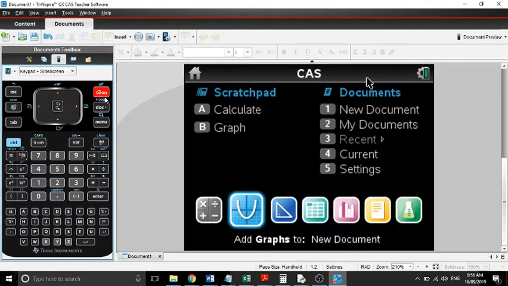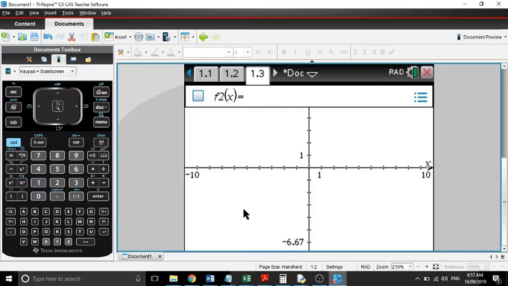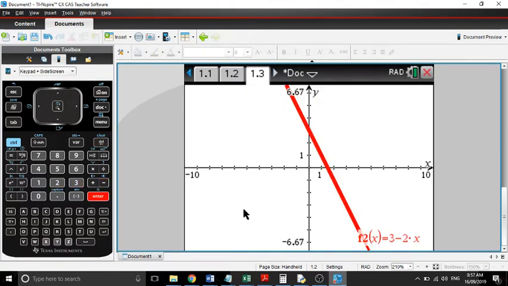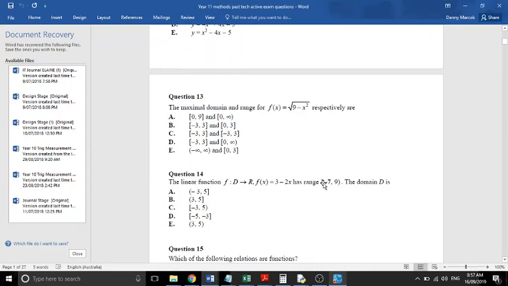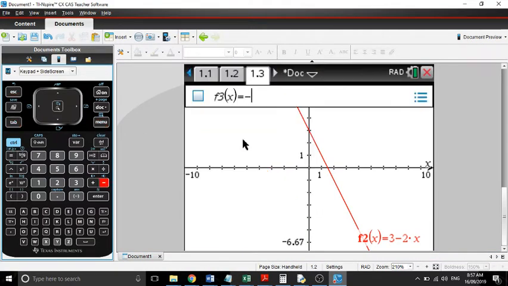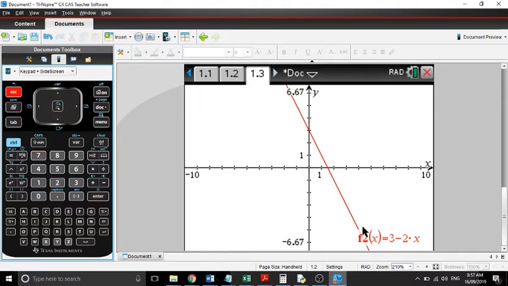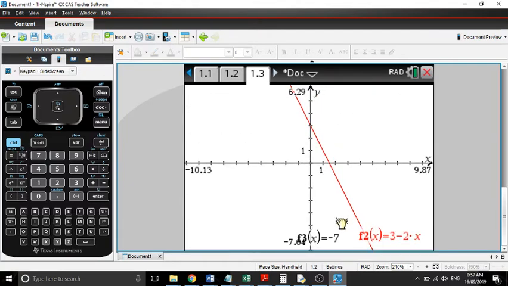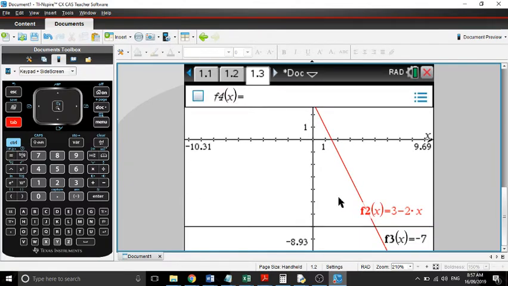New graphing page. 3 minus 2x. Okay, so that's what we've got there. Now, we've got our two values. So this is our range, -7 to 9. So I'm going to make another graph. I'm going to have one at -7. And I'm going to have another one at 9.